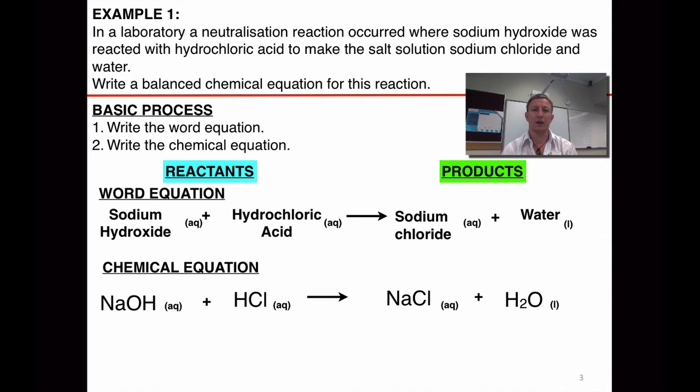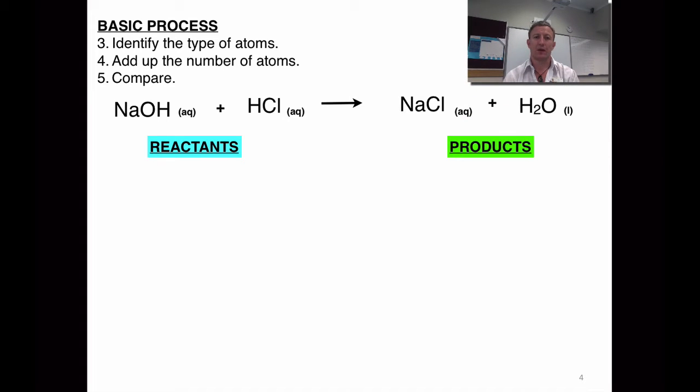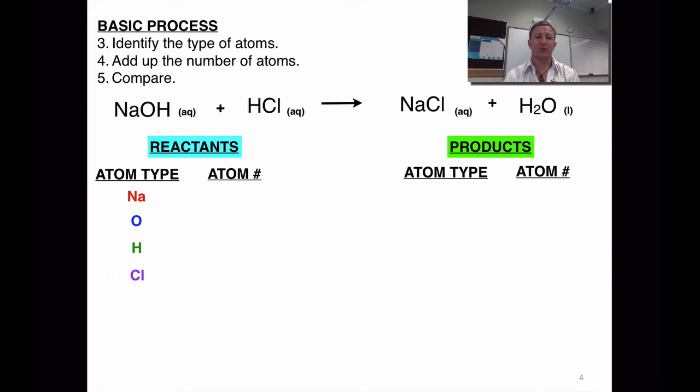Okay, so now we've got our chemical formula. So this is where we now start needing to do the final bit where we identify the atoms. So you can see here I've filled in two columns on both sides. One is the atom type and one is the atom number. So let's look through the reactants and see what atoms we've got. Well, we've got sodium, Na. We've got an oxygen, we've got hydrogens, and we've got chlorines. Notice I'm just putting down the atoms. I'm not saying how many atoms or where they are. I'm just saying what we've got on the left-hand side.